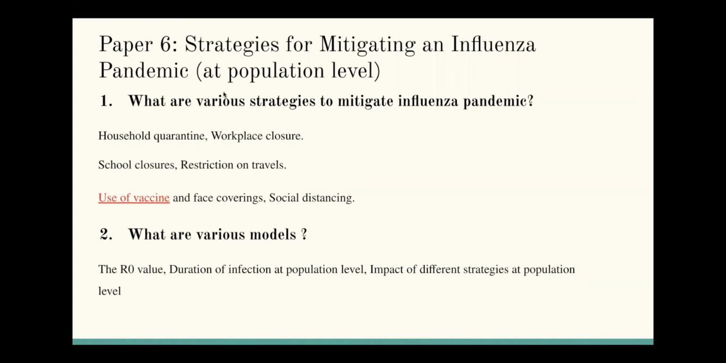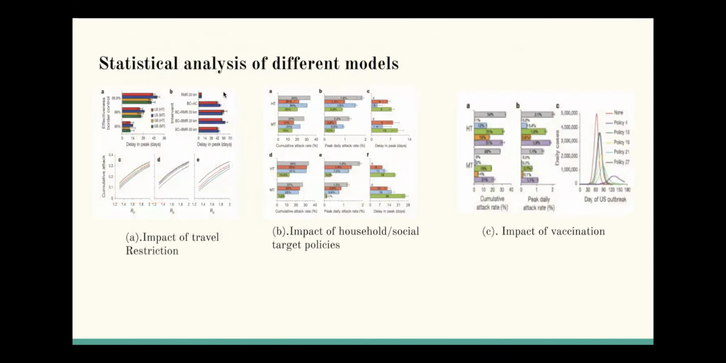With the utilization of mathematical models such as large-scale epidemic simulation, it throws light on various influenza prevention and confinement processes. The various strategies include household quarantine, workplace closure, school closure, restriction on travel, social distancing, use of vaccines, and face covering. The models proposed look at the R naught value impact of different strategies. These slides show visually the impact of the mitigation strategies used.